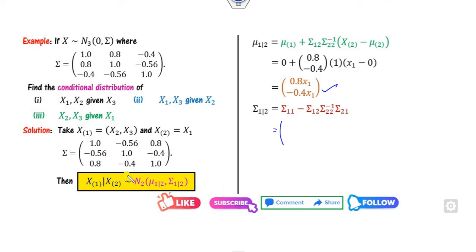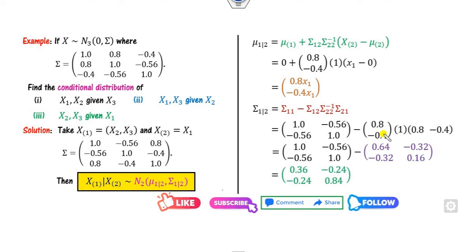Similarly, for this case, this is my sigma 1,1. Sigma 1,2 is my this number, and this is my transpose of this quantity. You can multiply them, it's a 2 cross 2, again you can subtract them, you will get this is the right answer.